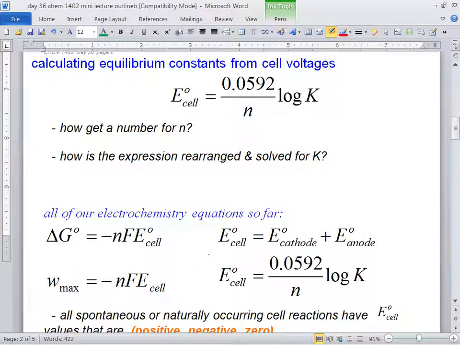Calculating equilibrium constants from cell voltages. Okay. So we get a number for E0 cell. What are the units? Units are volts, right, for E0 cell. That's what's read on the voltmeter. Yes. And as long as you're under standard conditions, that's what the little superscript 0 means. And K is our equilibrium constant.